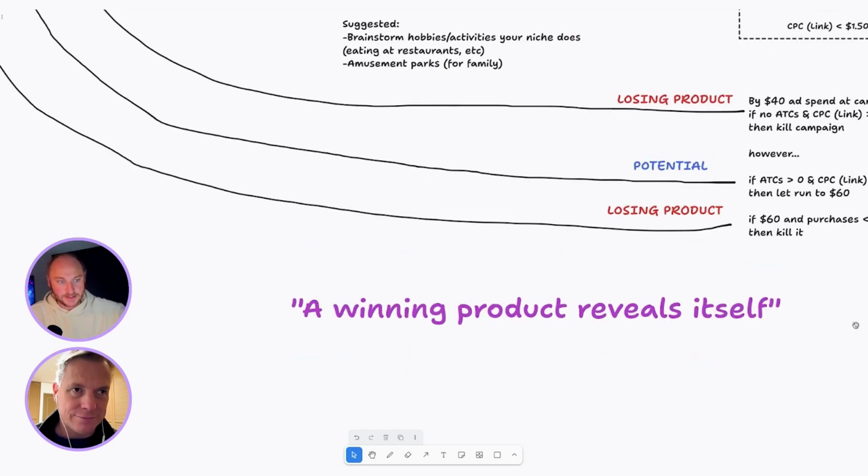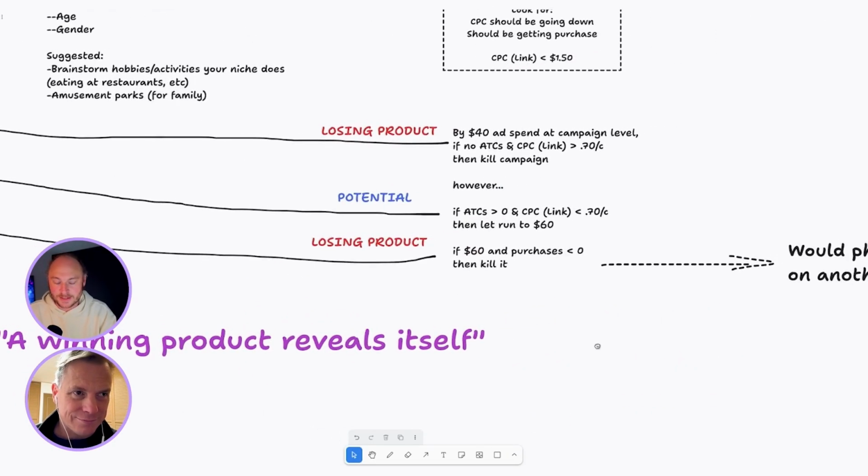Then by $40, you check it again. At $40, if there are no add to carts and your cost per link click is greater than 70 cents, you just kill it. But if your cost per link click is less than 70 cents, there's something about it people like, so you let it run to $60. By $60, you really want a sale.